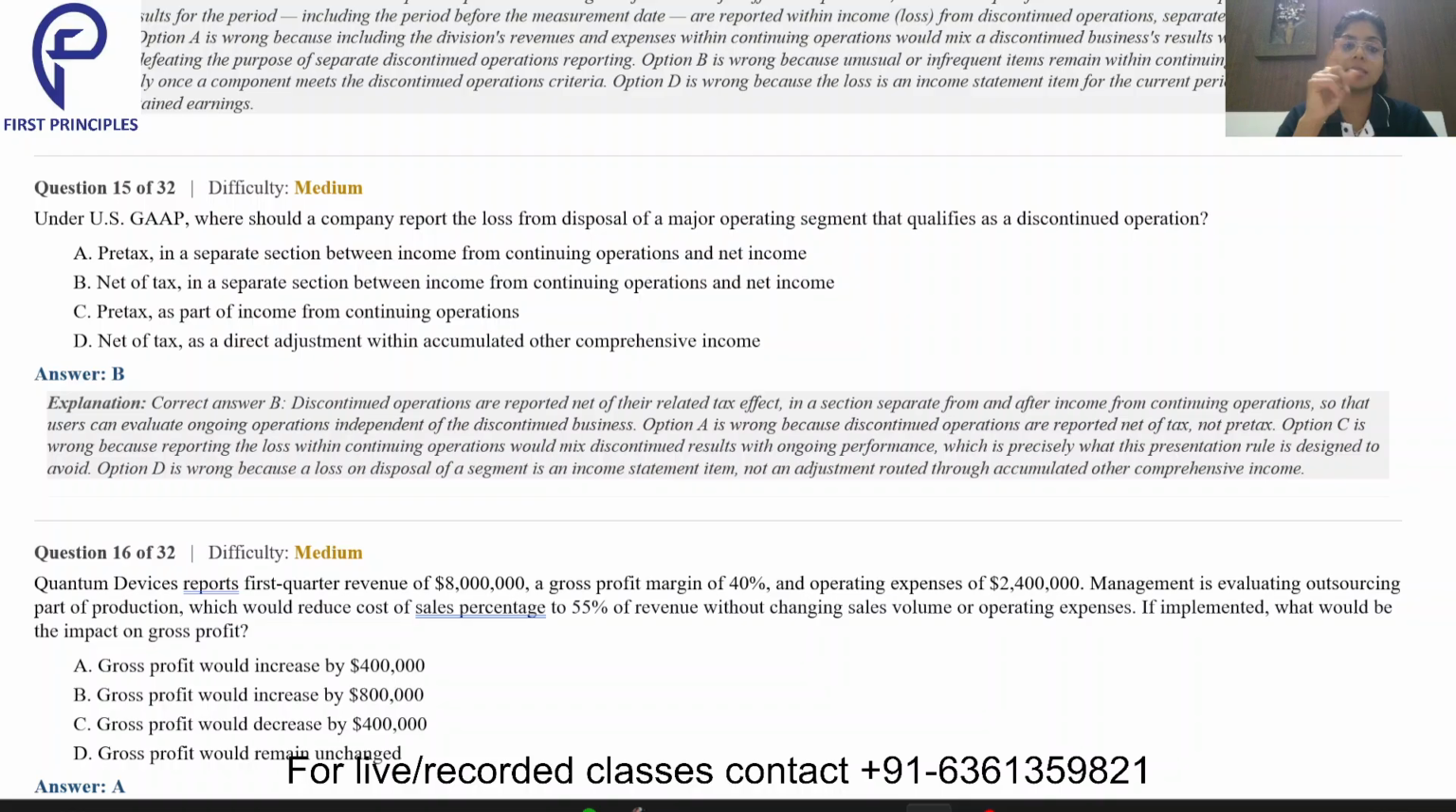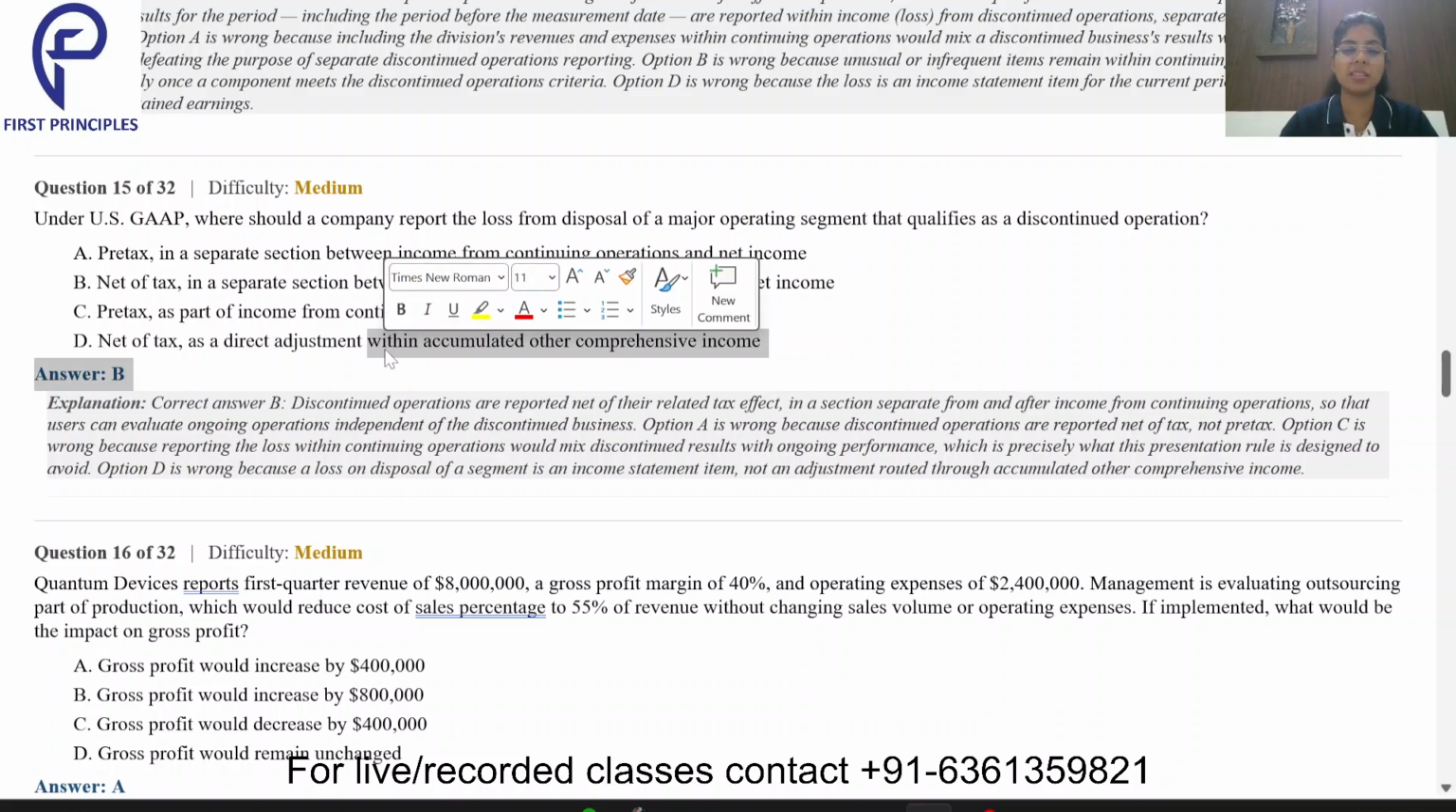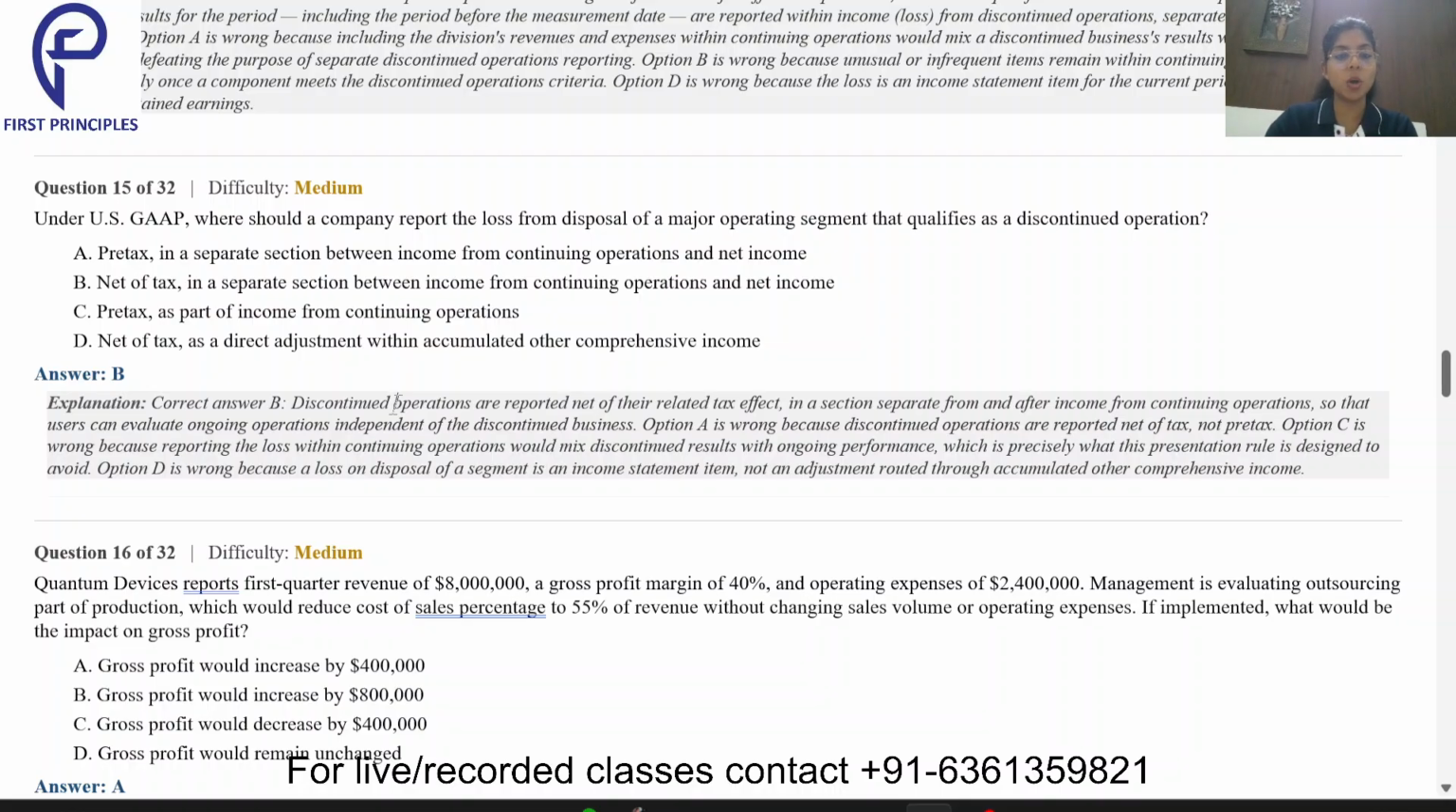Is this correct? Yes, because income from discontinued operations is shown right after income from continuing operations but before the net income. Option D is incorrect because it talks about a direct adjustment within accumulated other comprehensive income. Do we show discontinued operations over there in OCI? No, we show discontinued operations on our income statement only.